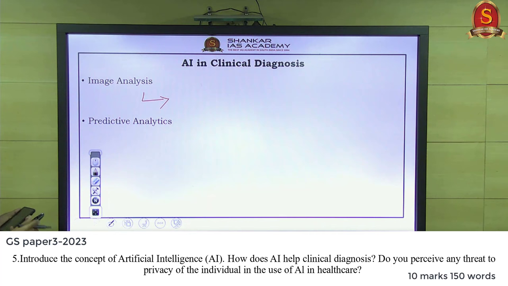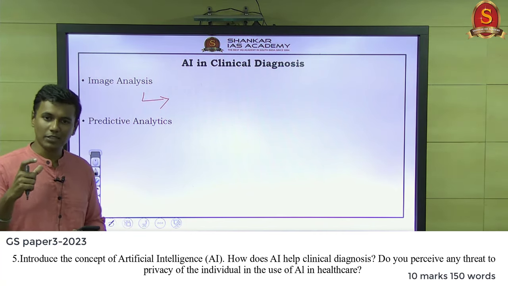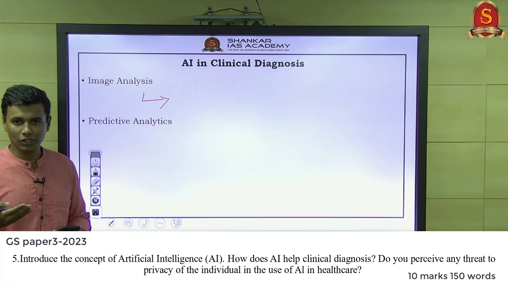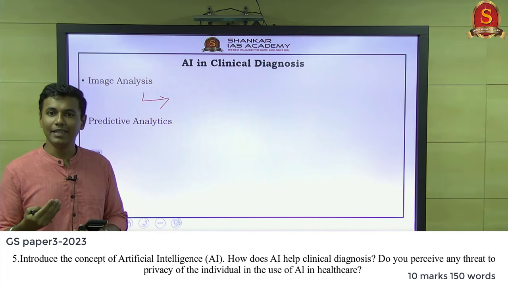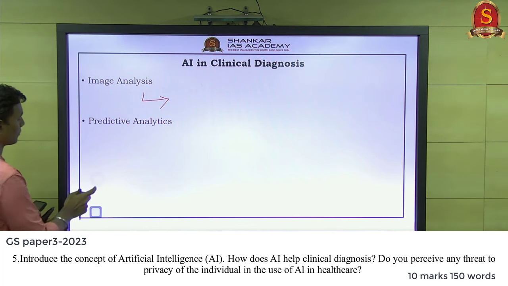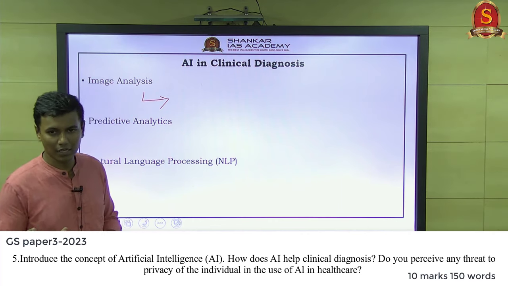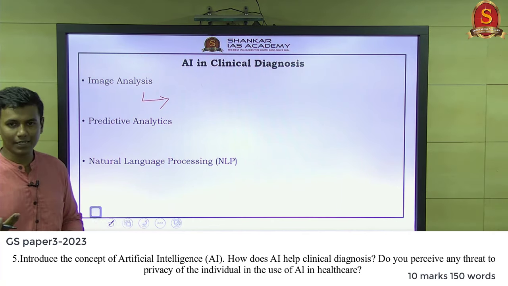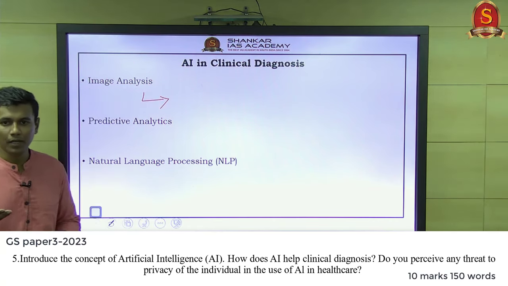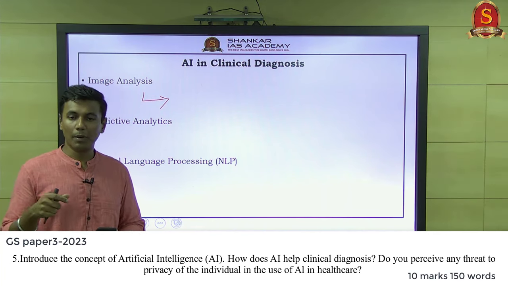Then the second one, predictive analysis, which means even before symptoms occur, based on the images or based on the data anomalies, the artificial intelligence may be capable of predicting any illness that may occur at a later stage. And then we will talk about natural language processing, which means if you provide the artificial intelligence model with a lot of clinical data, let's say patient data, after anonymizing obviously, through natural language processing it can derive a lot of patterns.